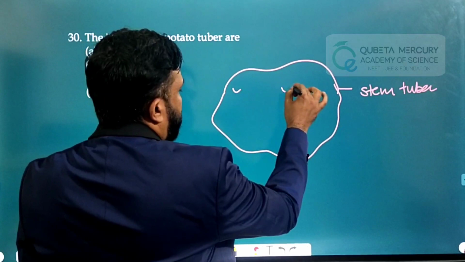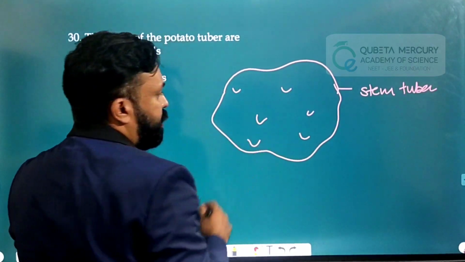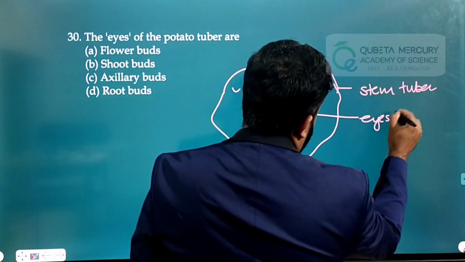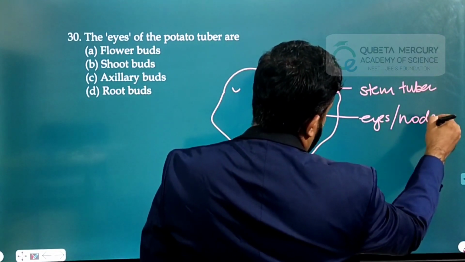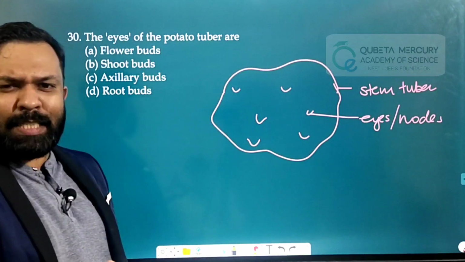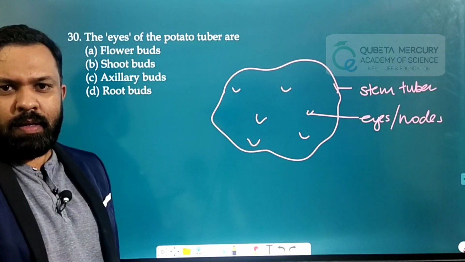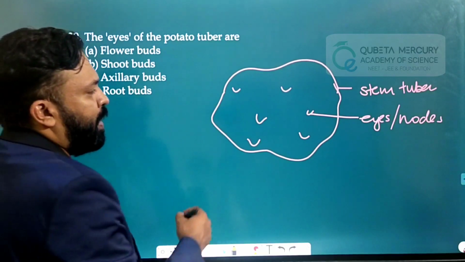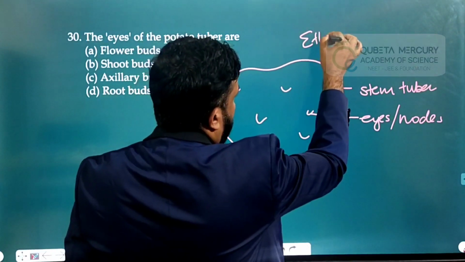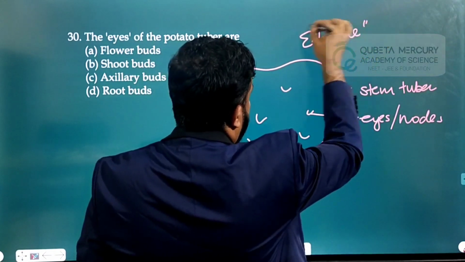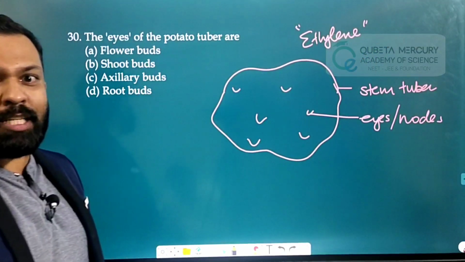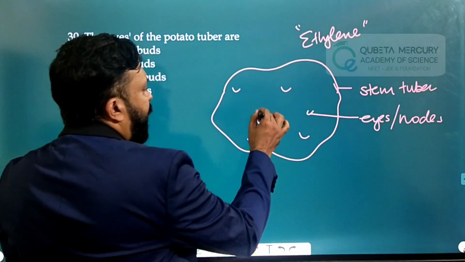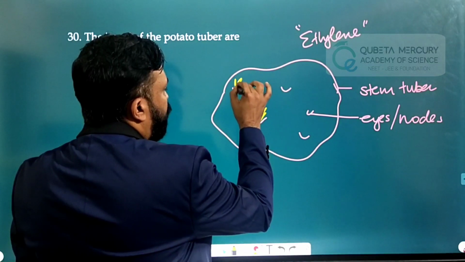And you can see several small depressions on the stem tuber. Those depressions are said to be the eyes. Eyes are represented by the nodes. Okay. By keeping these potatoes in the kitchen cabin, in the kitchen shelf, they will sprout out with the influence of ethylene. Ethylene will induce the sprouting of potato. The gaseous hormone ethylene, C2H4, will induce the sprouting of potato. And by keeping them in the kitchen shelf, they will sprout out.